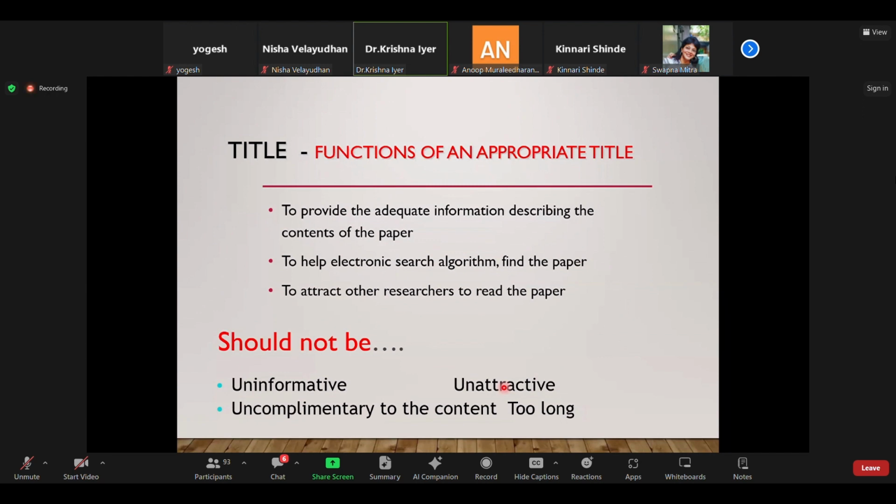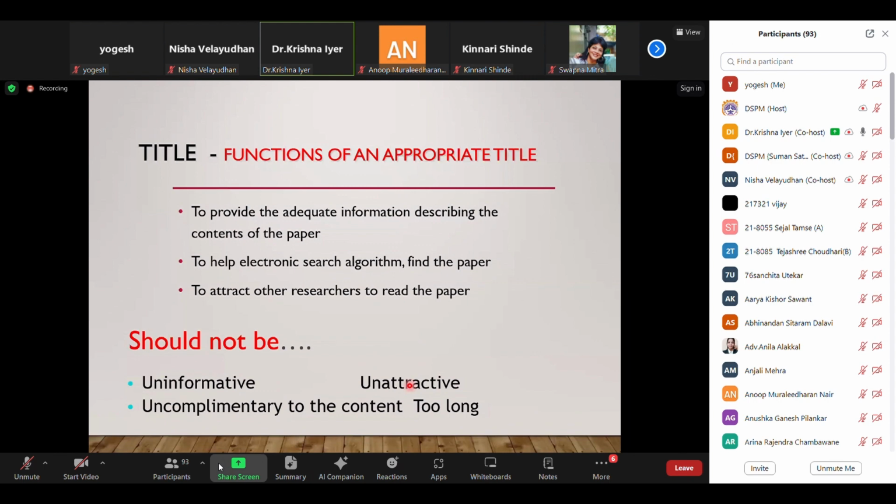Okay, and the reason this is important is because nowadays many times when people are looking for information, they are going to do what is called an electronic search or a digital search. So if you don't title your paper appropriately, they might simply miss your paper and never find it. And the other reason is if you correctly title the paper, you can actually attract other researchers to read your paper, giving you more visibility as a scientist.